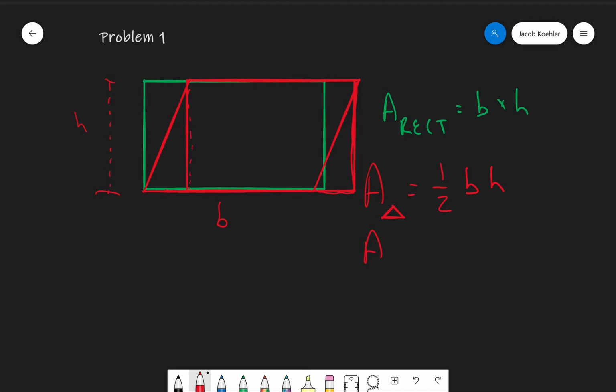So the area of a parallelogram is base times height. But again, the height is not the length of this side, it's the height of the perpendicular.